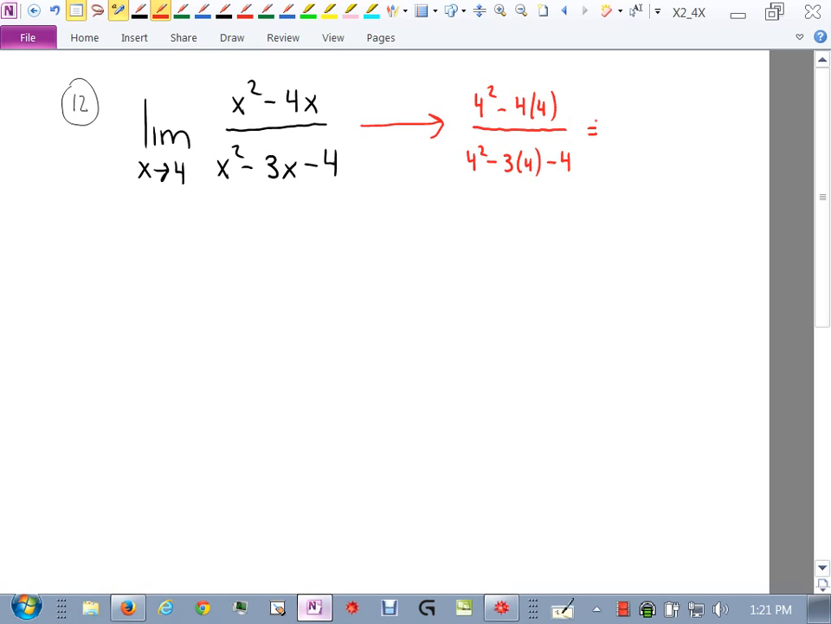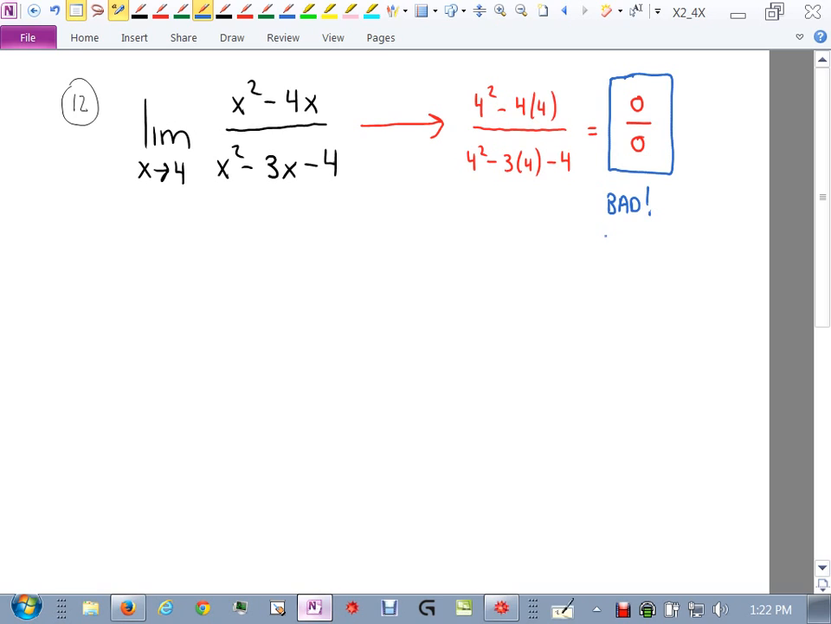So on the top, what do you get? 0. On the bottom, what do you get? You get 16 minus 12 minus 4, so you get 0 on the bottom too, don't you? You get 0 divided by 0. This is not a good situation, right? We do not like division by 0. And anytime we see 0 over 0, from now on, we're going to tell ourselves that this is a bad situation, because that means we're going to have to do some calculus. We're going to have to do something to get around this.